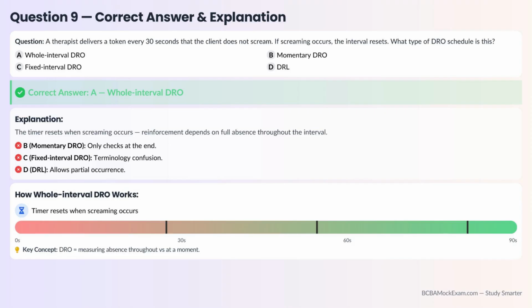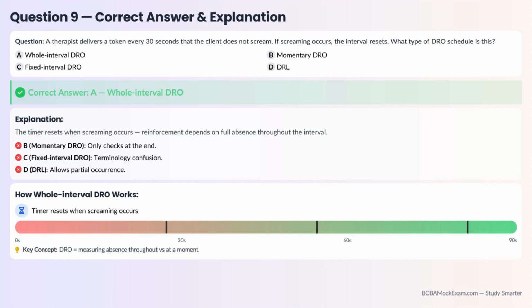Tokens are delivered only if the client goes the entire 30 seconds without screaming, and the interval resets if screaming occurs. That shows we're monitoring the whole interval, not just the end. Option B, momentary DRO, would not involve resetting. It would simply check whether the client is quiet at each 30-second mark.